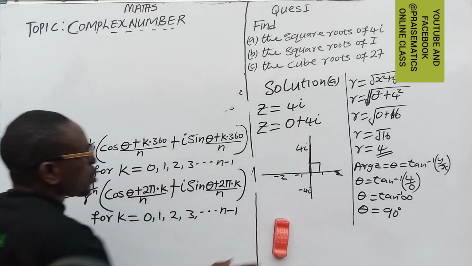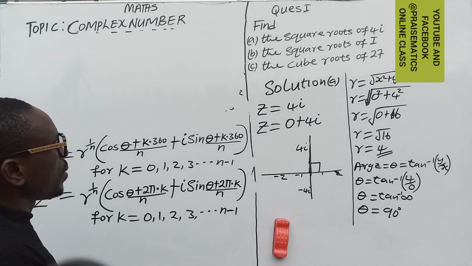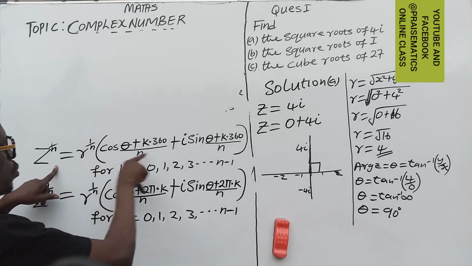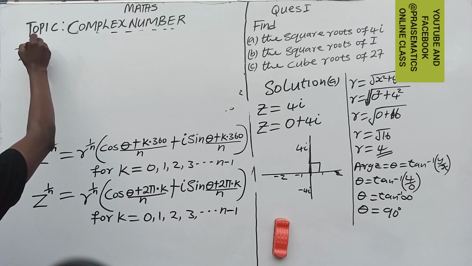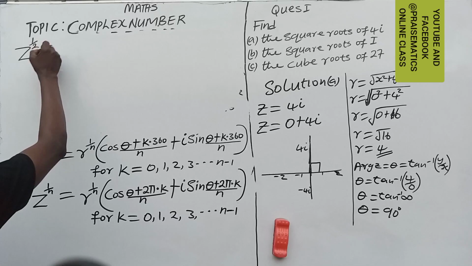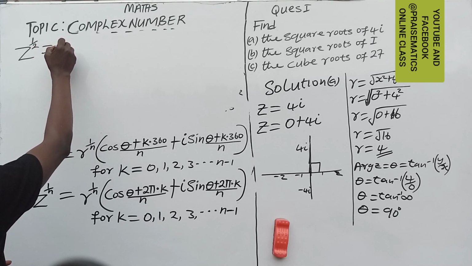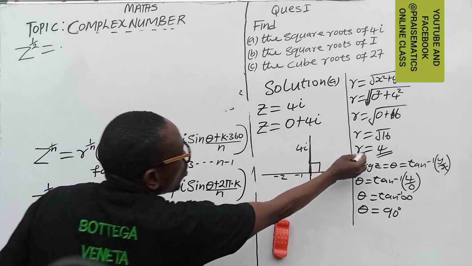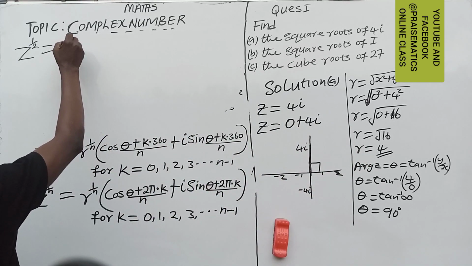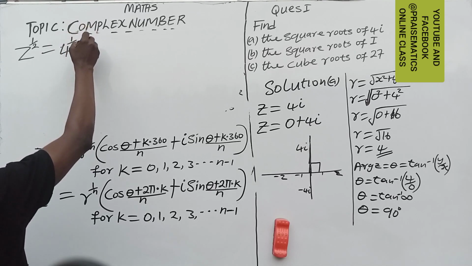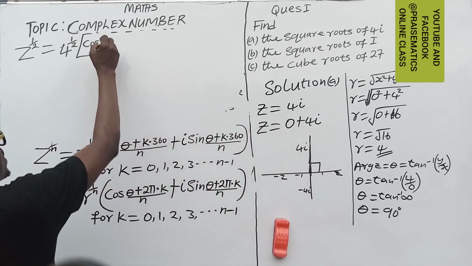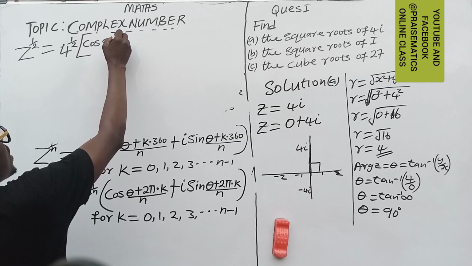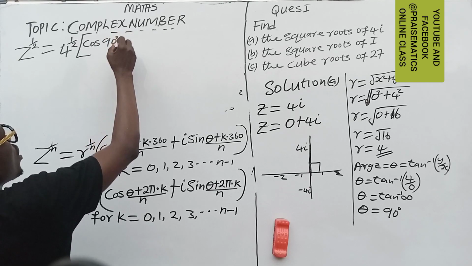Let's continue. We have succeeded in getting our r and our theta, so we have to substitute them in this question. We have z to the power 1 over 2 equal to r, which is 4 to the power 1 over 2, all into cos theta. Theta is 90 degrees plus something.